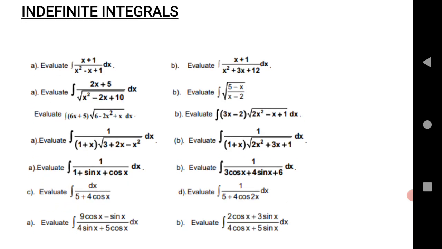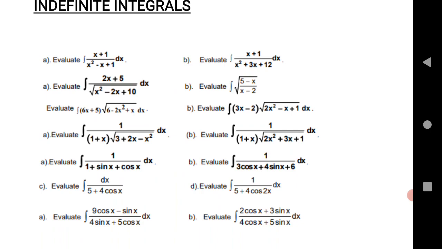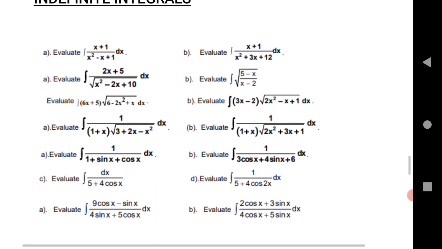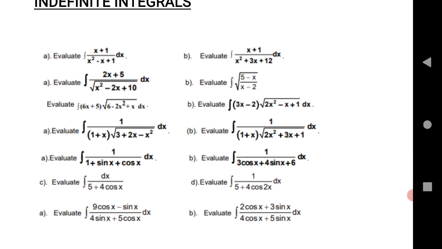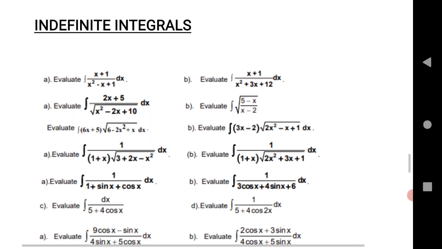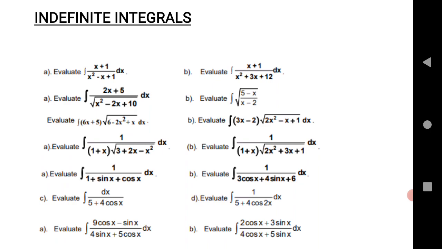Next is indefinite integrals, a very scoring chapter. I have listed here all the most important LAQs. Practice these questions, they will definitely give you maximum marks in indefinite integrals. Indefinite integrals is a chapter that mostly gives more marks compared to any other chapter. So this year we are expecting more marks for Telangana as well as for AP.